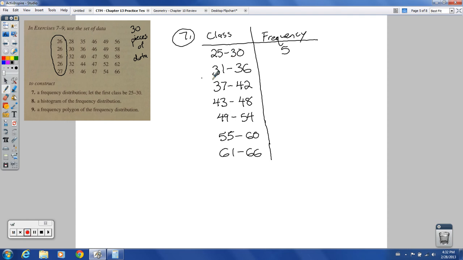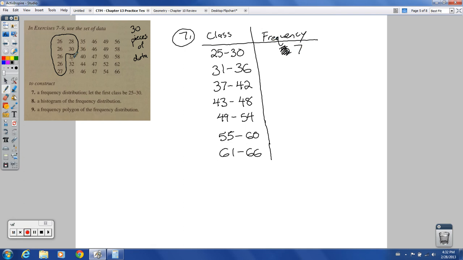And so let's see what fits into here. 31 to 36. Oh, I missed one right here. I missed 2 right here. Not good. So I need to change my answer over here. Getting ahead of myself there. So all these should be included in that first class. So this frequency, not 5, should be 7.